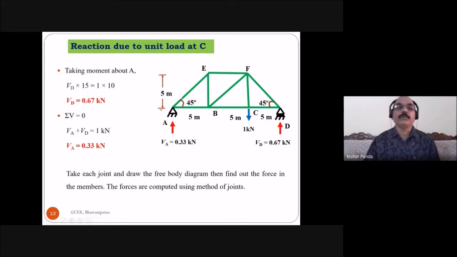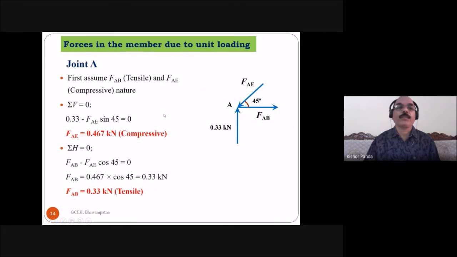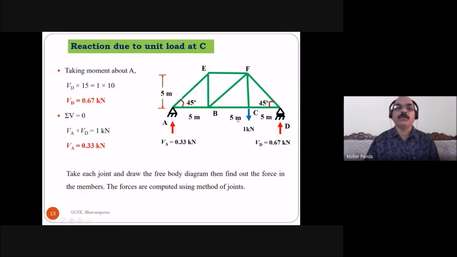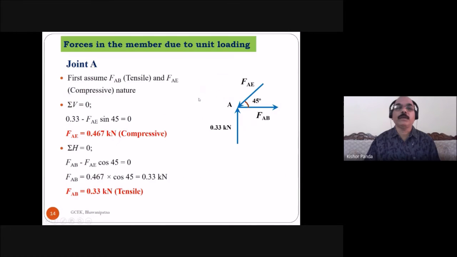So first you take the joint A. Force in the member due to unit loading, take joint A. So at joint A, this is the reaction, 0.33 kilonewton, and this is the AB member and this is the AF member. So you have to find out the force in the member AB and the force in the member AF.